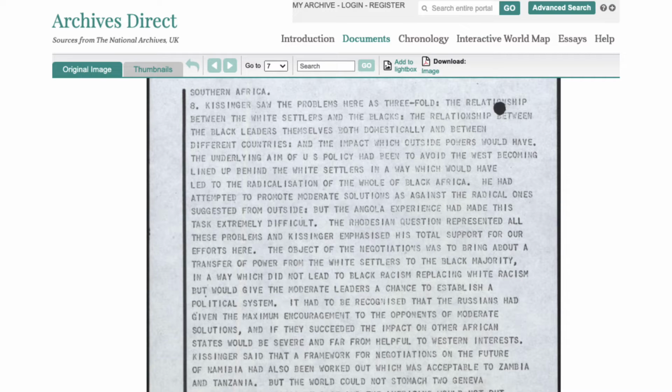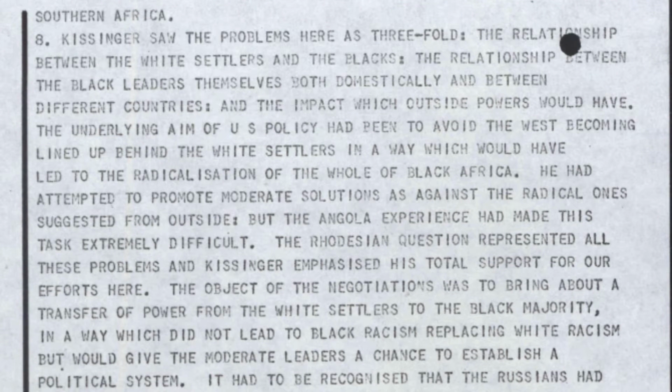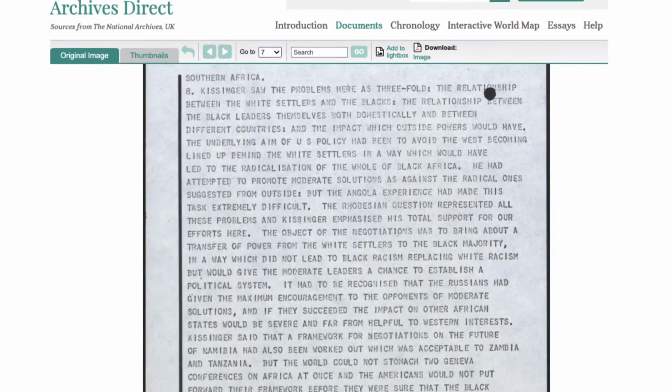The paragraph reports on a person named Kissinger and says, "Kissinger saw the problems here, meaning in South Africa, as threefold. The relationship between the white settlers and the blacks, the relationship between the black leaders themselves, both domestically and between different countries, and the impact which outside powers would have. The underlying aim of U.S. policy had been to avoid the West becoming lined up behind the white settlers in a way which would have led to the radicalization of the whole of black Africa. He had attempted to promote moderate solutions as against the radical ones suggested from outside, but the Angola experience had made this task extremely difficult." Okay, let's just stop there.